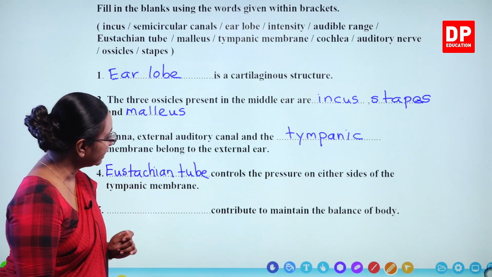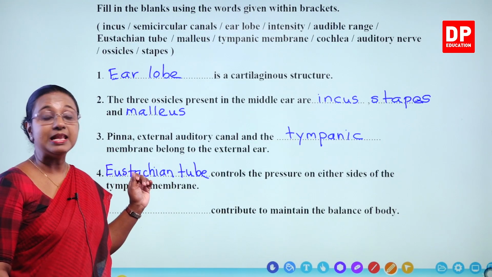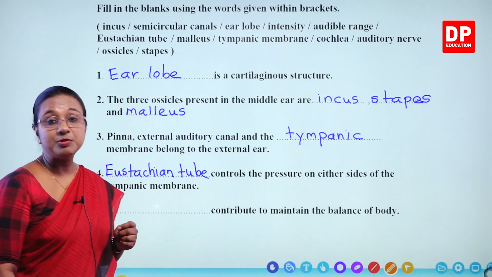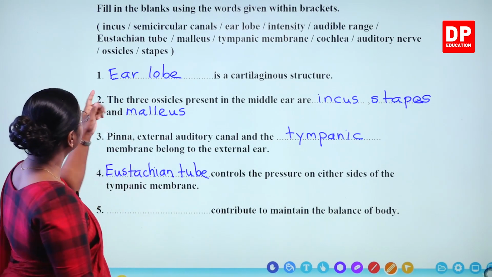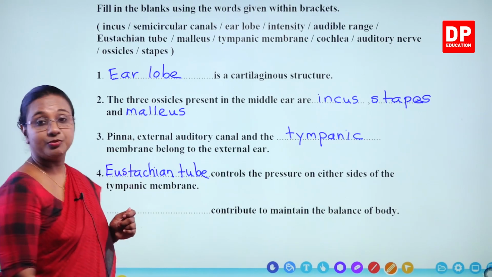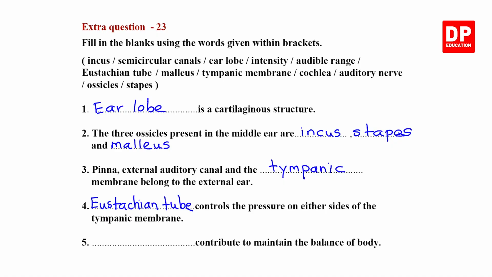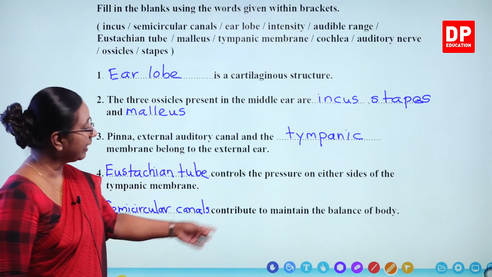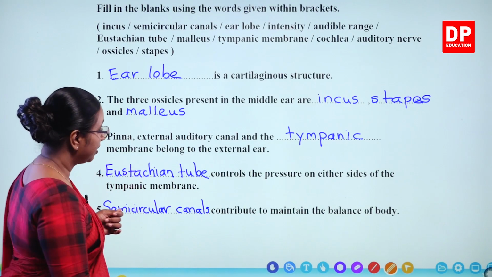Fifth one, blank contributes to maintain the balance of body. What contributes to maintain the balance of body? It is the semicircular canals. So, here it has to be semicircular canals. Semicircular canals contribute to maintain the balance of body.